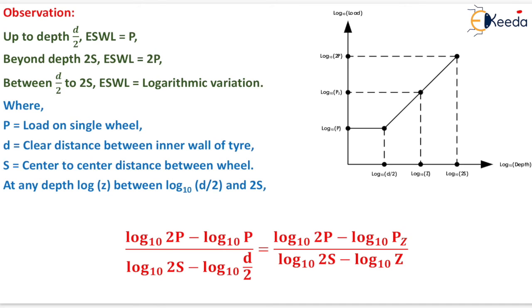Now we have to find the load at any depth Z. So at any depth, log Z between log d by 2 and log 2s, we can determine the load by this formula: (log 2P minus log P) upon (log 2s minus log d by 2) is equal to (log 2P minus log Pz) upon (log 2s minus log z). That is all about the design parameters.